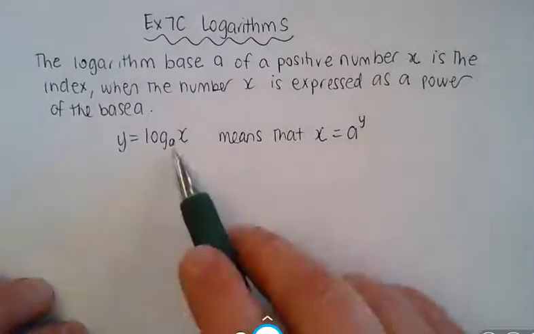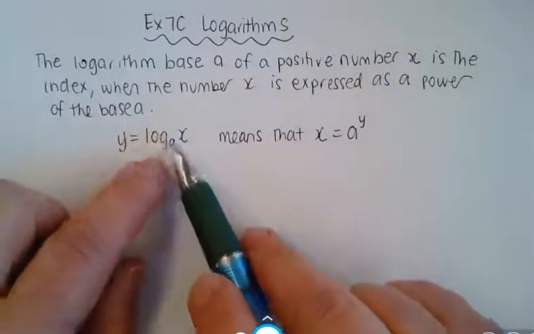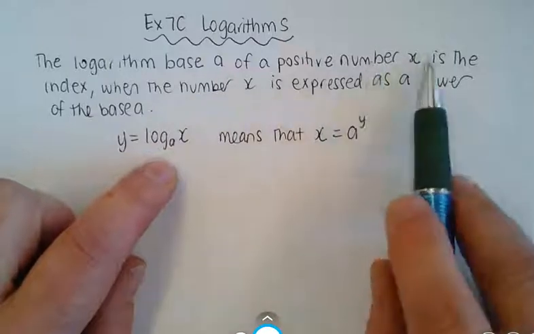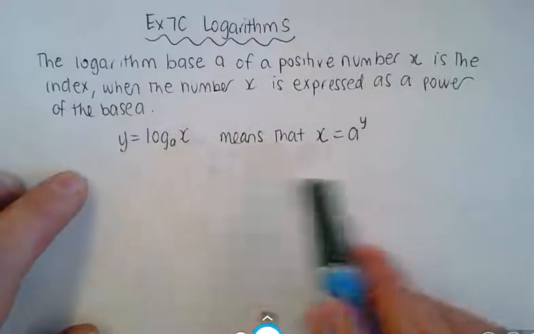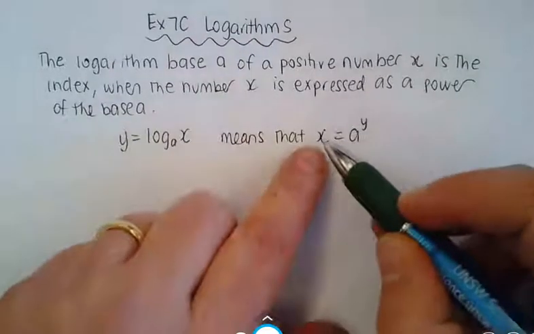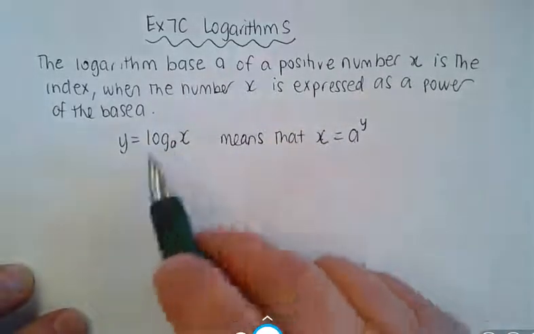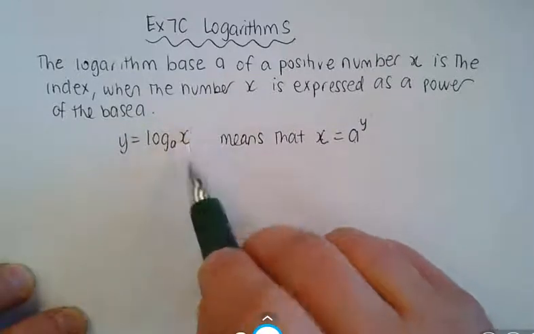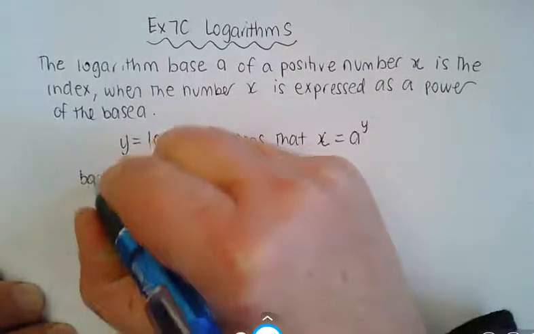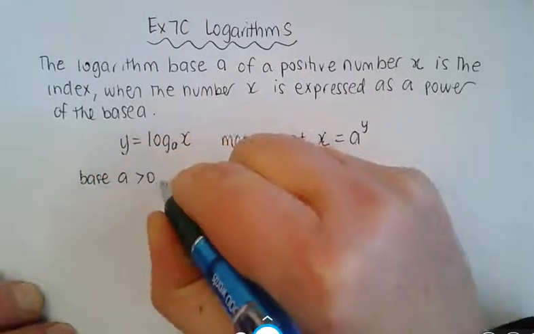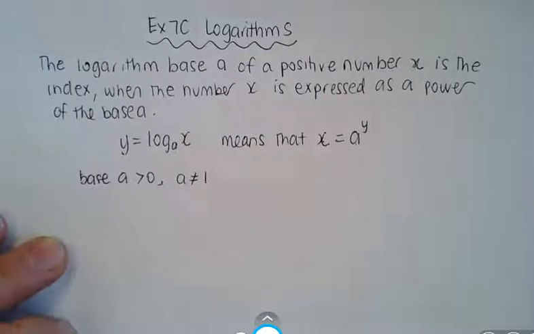The main thing here is that a must always be positive. So the logarithm base a of a positive number x, where x is the index. So when the number x is expressed as a power of the base a, x is a to the power of y. But just learn it this way: a to the power of y is x. Okay with that? The thing here is that the base a is greater than 0, and the base a cannot equal 1 in these questions. All right?